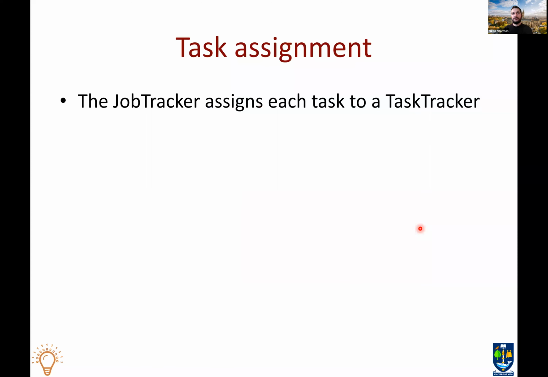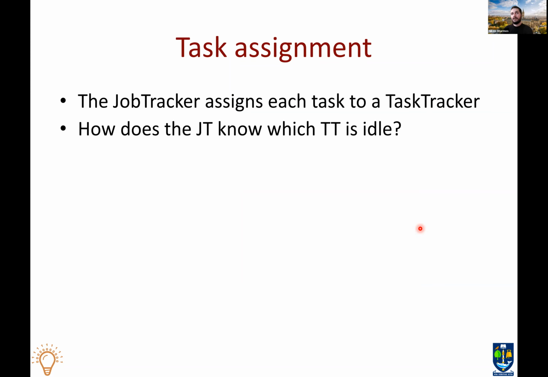So, task assignment. The job tracker assigns each task to a task tracker. How does the job tracker know which task tracker is idle? It knows that because every time the task tracker heartbeats the job tracker, it sends over a report of its status: how many tasks I'm executing, how many more tasks I can take on.